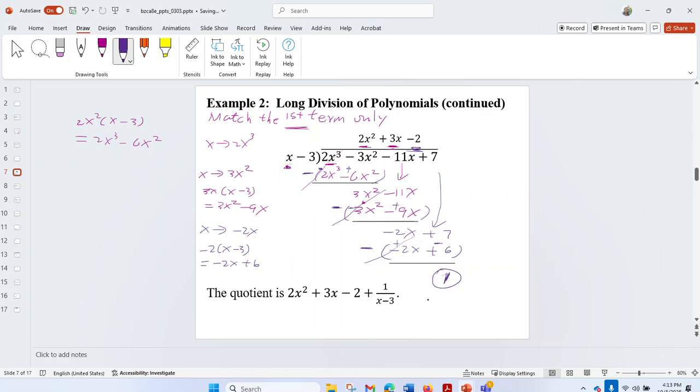Okay, so now this whole thing you can write down: 2x cubed minus 3x squared minus 11x plus 7 is equal to this whole thing. This one is the quotient. Okay, 2x squared plus 3x minus 2 is considered the quotient, and then plus the remainder. All right, for the remainder here you have to keep the denominator because this remainder is 1. So that means x minus 3 is not a factor for this entire thing because the remainder is not 0.